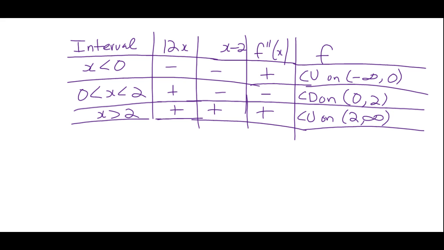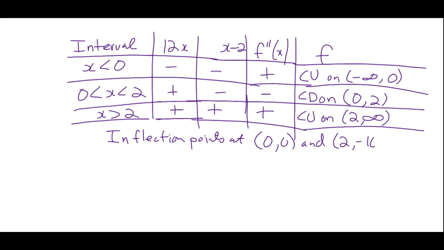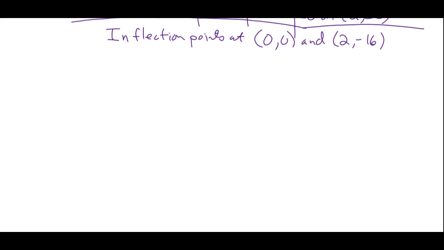So 0, 0 is an inflection point, right? Because you're going from concave up to concave down, and the point 2, comma, whatever, what's f of 2? 2 to the 4th minus 2 to the 4th times 2, 16 minus 32, so it would be 2, negative 16, right? So we have inflection points at 0, 0, and 2, negative 16. Okay, concave up, concave down. So we should be able to sketch this now, right?